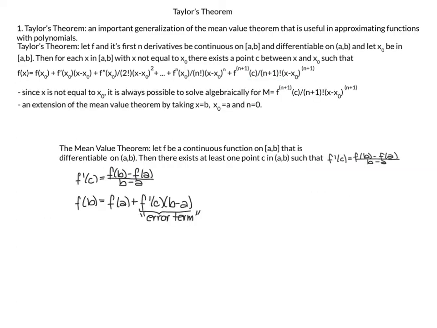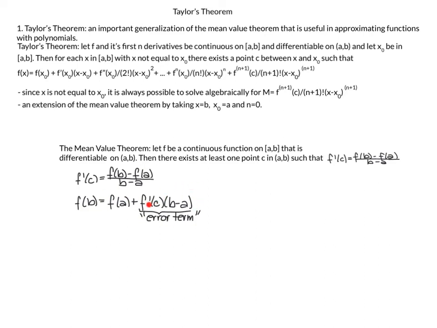And to see the relation between the mean value theorem and Taylor's theorem, I have the mean value theorem written here. So if f is continuous on the closed interval between a and b and differentiable on the open interval, then there exists at least one point c in (a, b) such that f prime of c is equal to f of b minus f of a over b minus a. So I have this derivative here for f prime of c according to the mean value theorem. And then I just rearrange the terms. So I have f of b is equal to f of a plus f prime at c times b minus a, and this will be our error term.